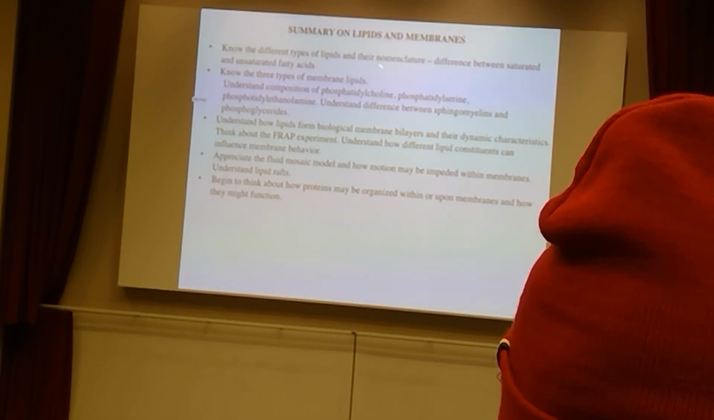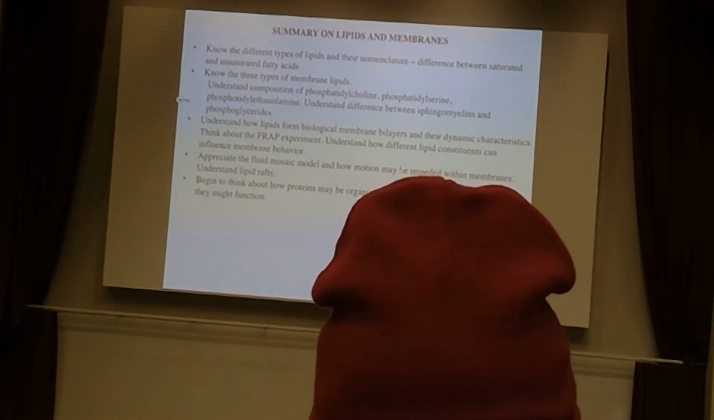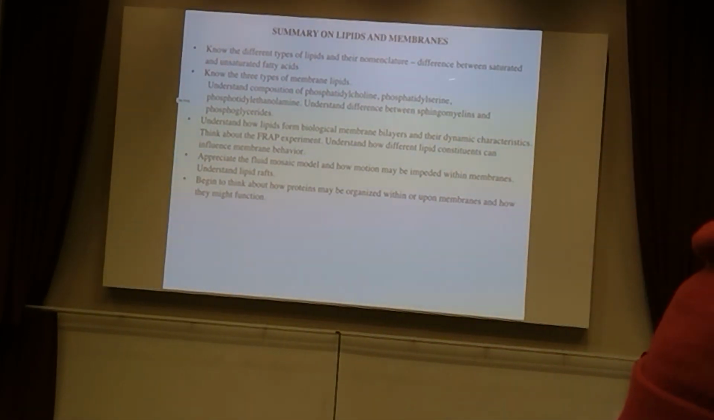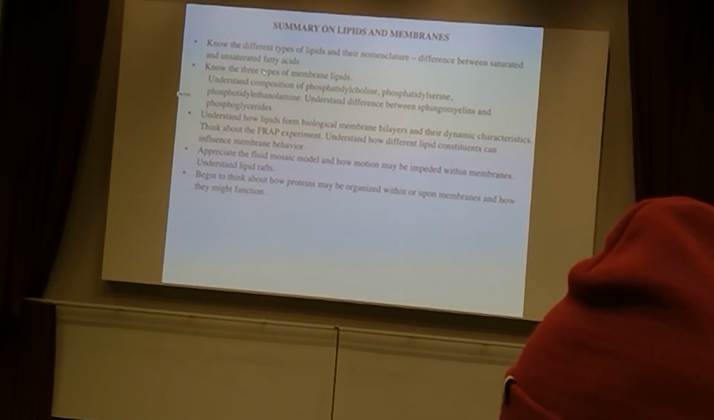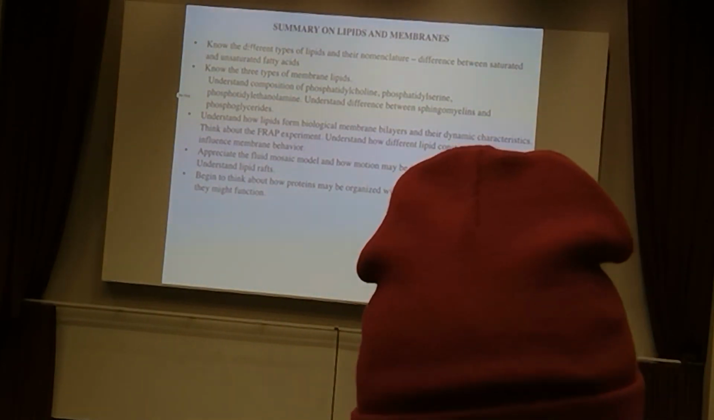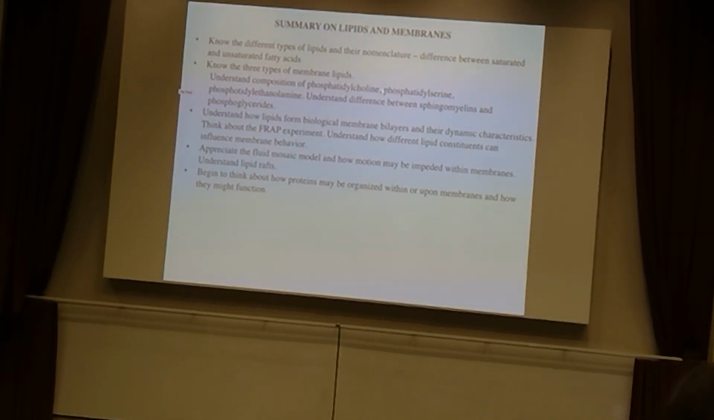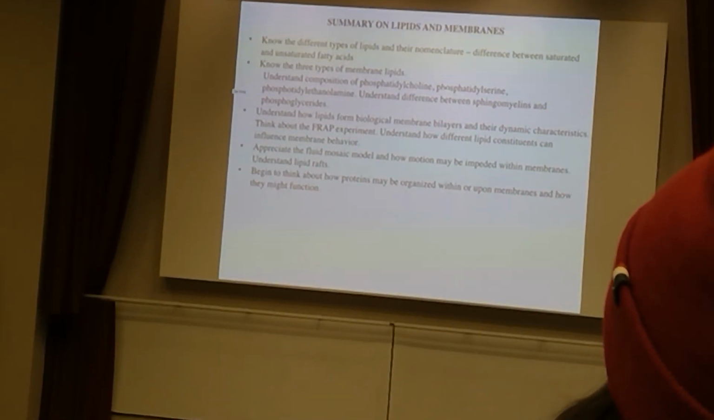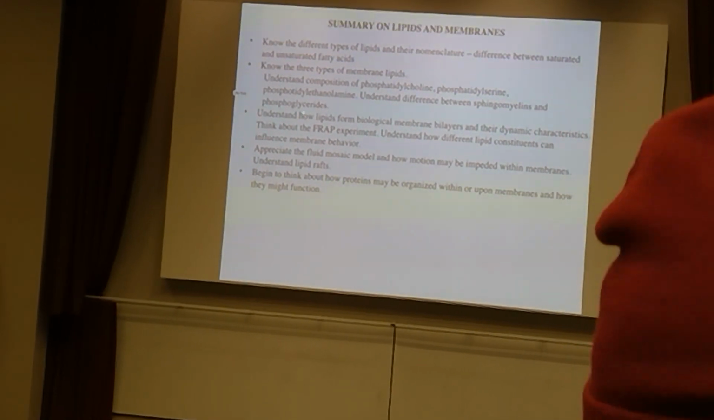Here's the summary overall. Know the different types of lipids and the nomenclatures. You should be able to draw out a saturated or unsaturated fatty acid from the nomenclature, know where to put the sites of unsaturation. We talked about 3 different types of membrane lipids, and you should understand the difference between the sphingomyelins and the phosphoglycerols.